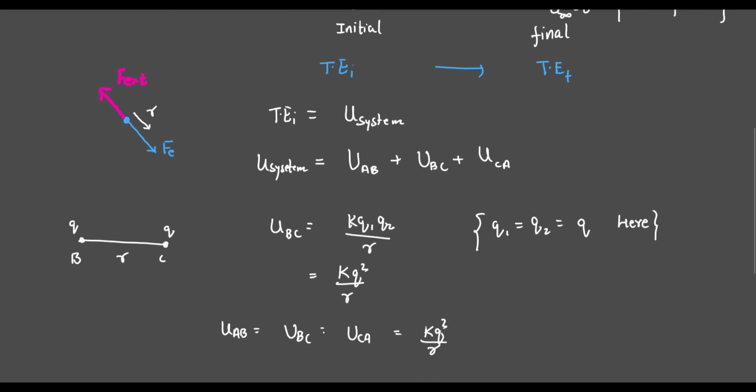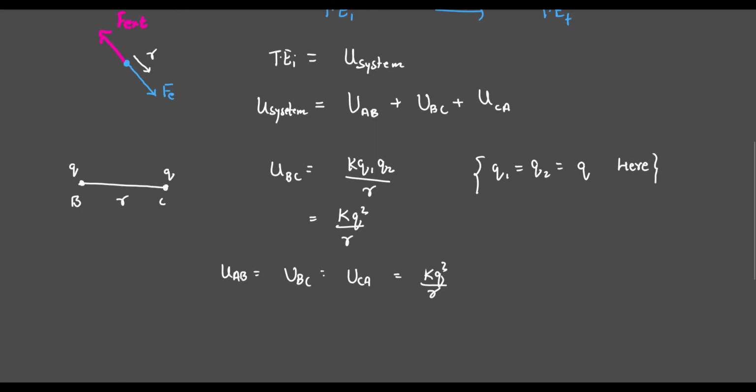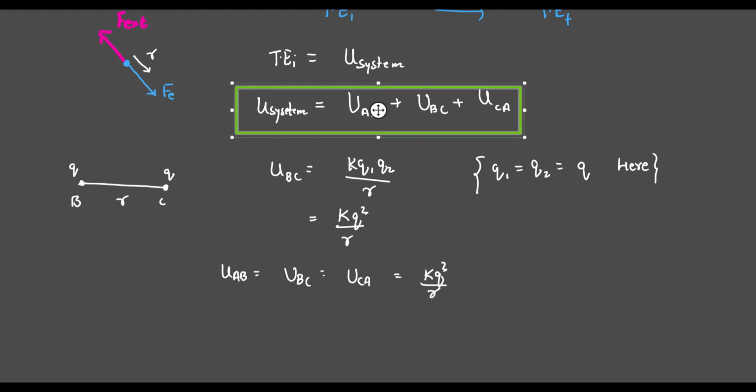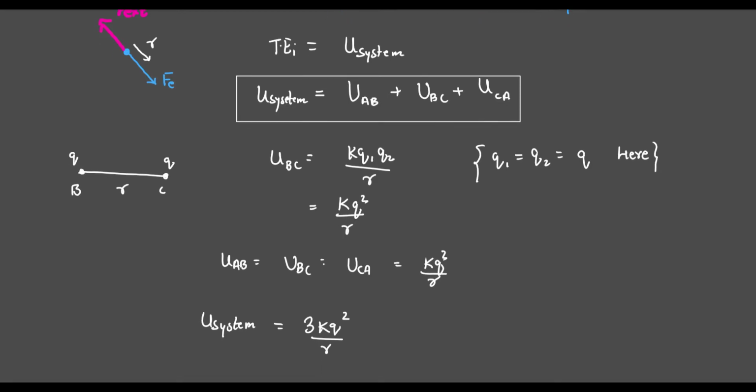So if I put everything into this equation, I'll get U system equal to 3 times K Q square by R. Now, this is what we have to calculate. This is what we are getting as U initial. If I write initial, this is what we are going to get as initial.